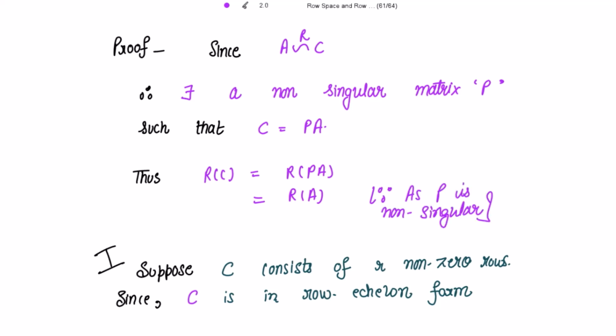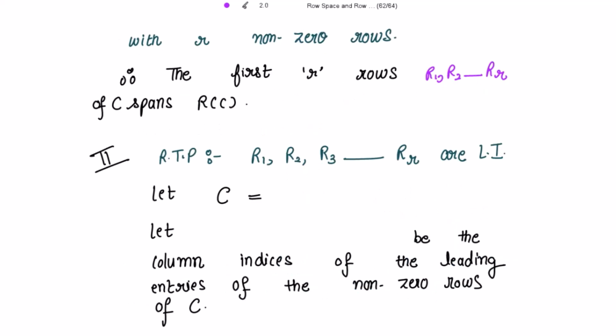Now suppose that C consists of r non-zero rows. Because C is in row echelon form with r non-zero rows, the first r rows R1, R2 up to Rr of C span the row space of C. Second, we are required to prove that these rows are linearly independent. So let's define the matrix C to be equal to C_ij. This is your row echelon matrix and it has m by n dimension, that is, the number of rows is m and the number of columns is n, like before, right?